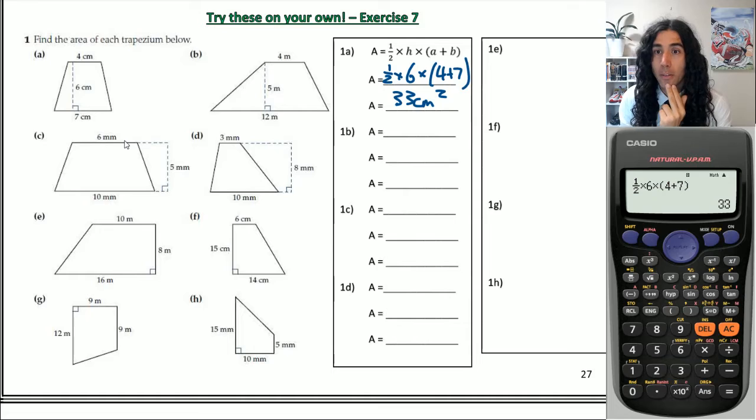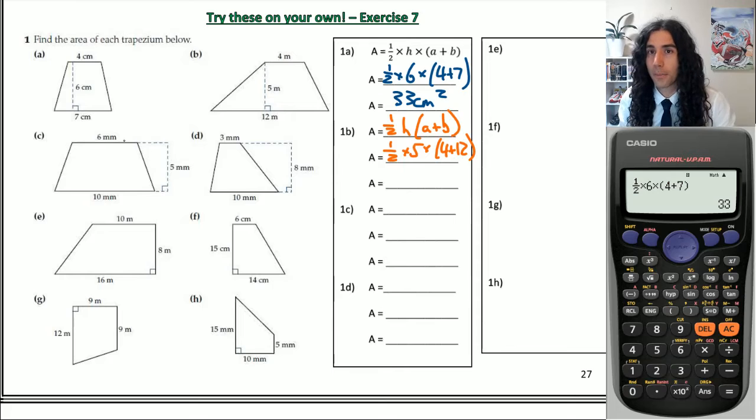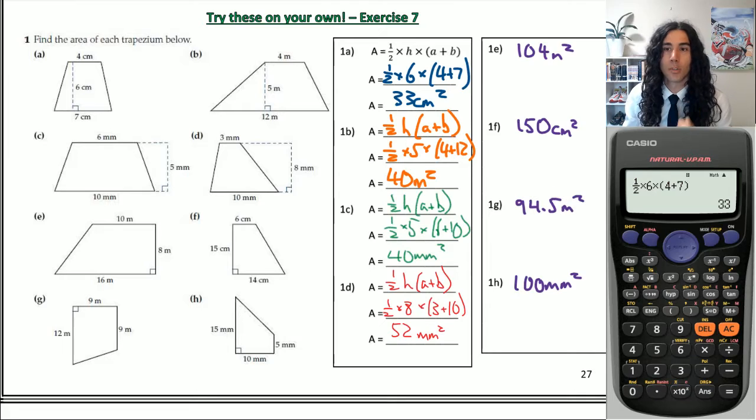And for B, the first thing you have to do is write the formula. Half height. I'm going to use a different color because it's all crammed in together. Half height times a plus b. Substitute. Solve. All right, I'll leave the rest for you there. I'm going to pause now, and you should pause too. Then when you resume, all your answers will be there. 3, 2, 1. And there we go.